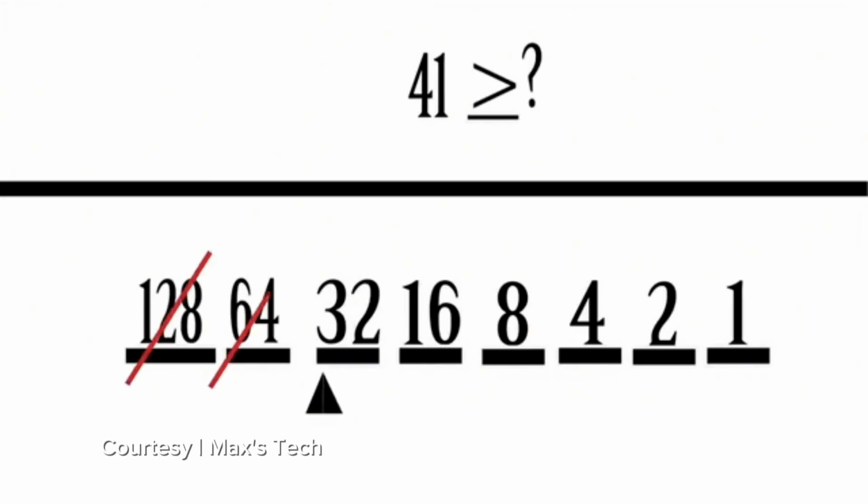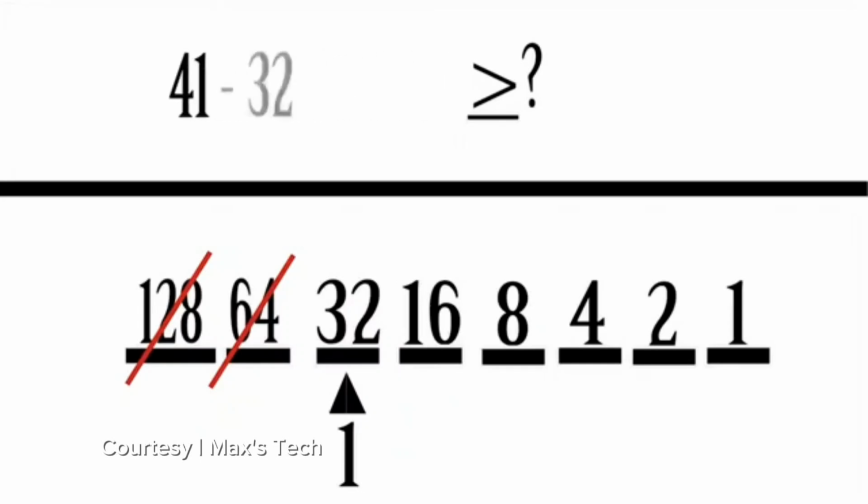The next one's 32, that's smaller than 41. All right, so we have a 1 under 32, which means we're going to use that number. Now you're going to take your number, 41, which is our original number, and subtract the 32 that you used. So we have a 1 under 32, subtract it. 41 minus 32 is 9, so we have 9 remaining. So we have to assign 9 more value, or 9 more digits somewhere in this binary.